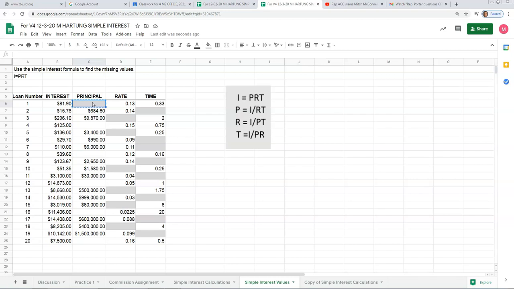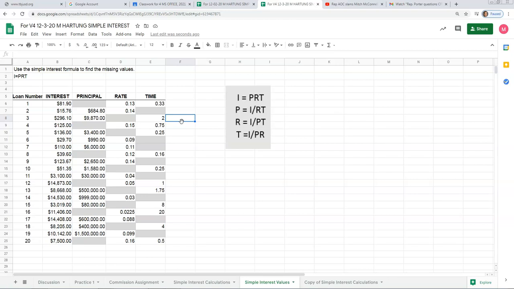Control C to copy. Hold down the Control key. Click in the remaining blank cells for principal. And then press Control V. Now our previous lesson is complete and ready to go.